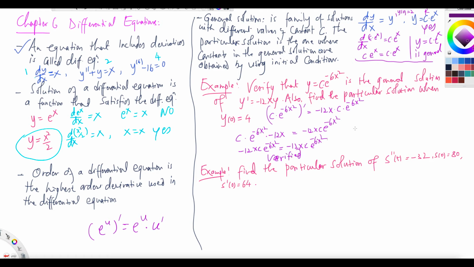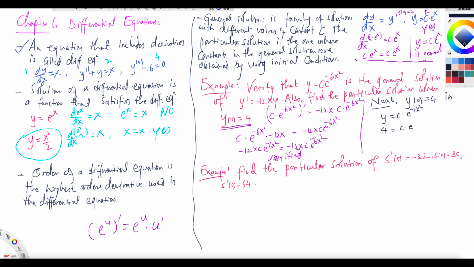Verified. Now we want to find out the particular solution using that value. Okay, so next, we use the condition y(0) equals 4. Where will we use this? In y equals c e to the negative 6x squared, right? So what does it say? When x is 0, y is 4. That means we plug in 4 for y and 0 for x.